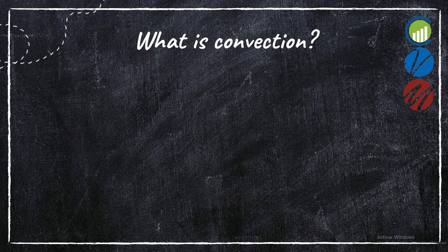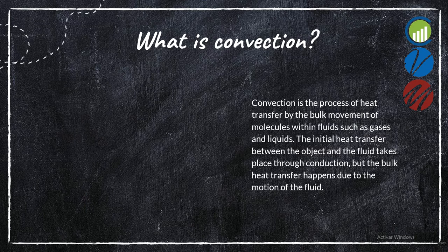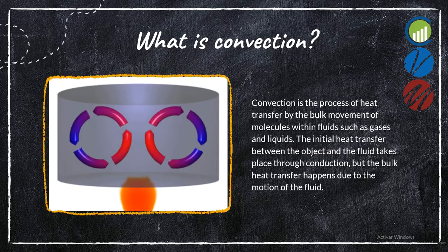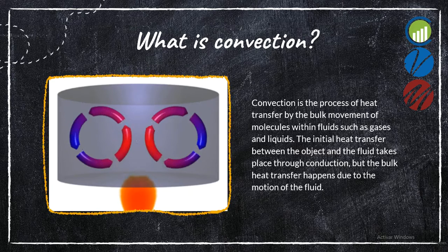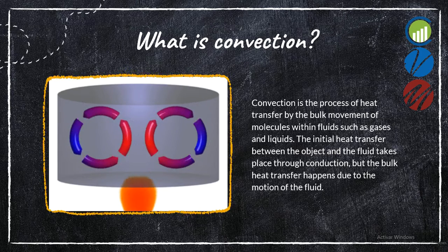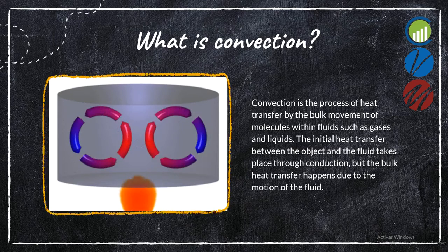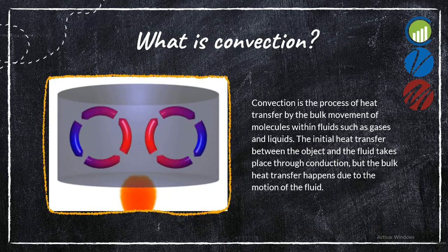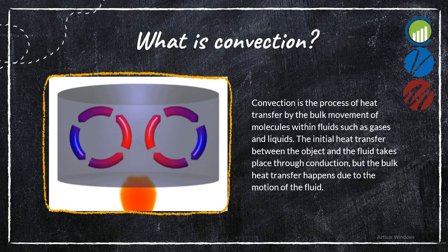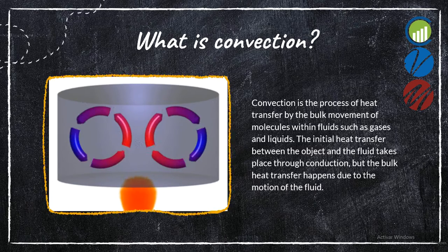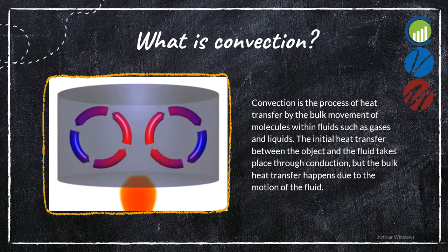First of all, we need to know what is convection. Convection is the process of heat transferred by the bulk movement of molecules within fluids such as gases and liquids. The initial heat transfer between the object and the fluid takes place through conduction, but the bulk heat transfer happens due to the motion of the fluid.